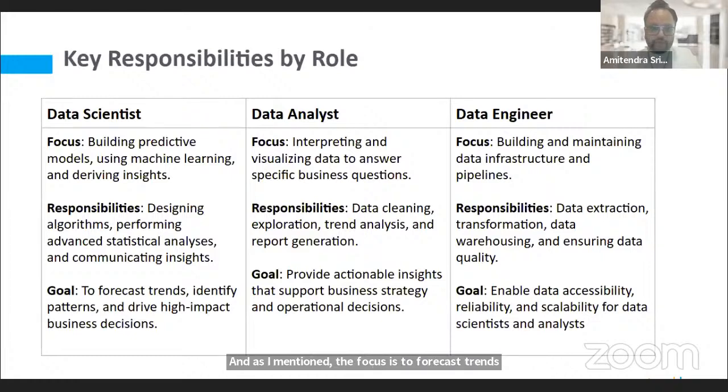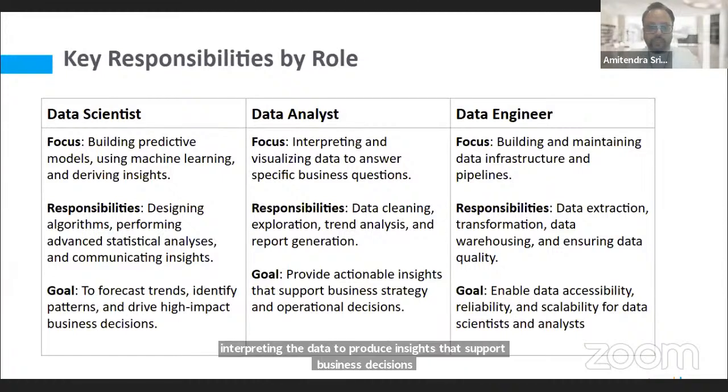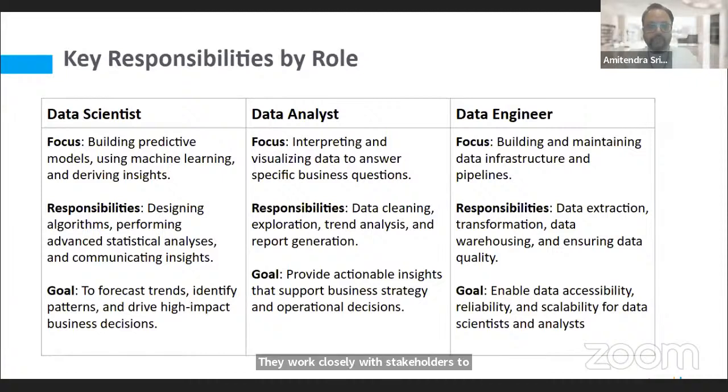Then when we move to data analyst, the key focus would be on interpreting the data to produce insights that support business decisions. They work closely with stakeholders to understand data needs and provide analytical solutions.